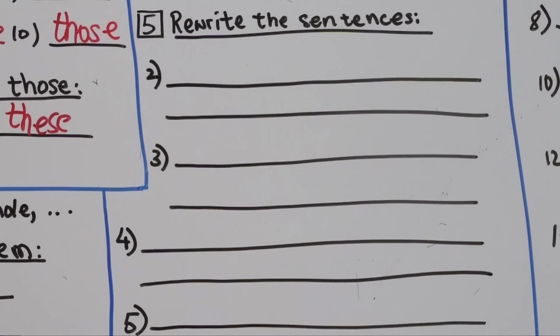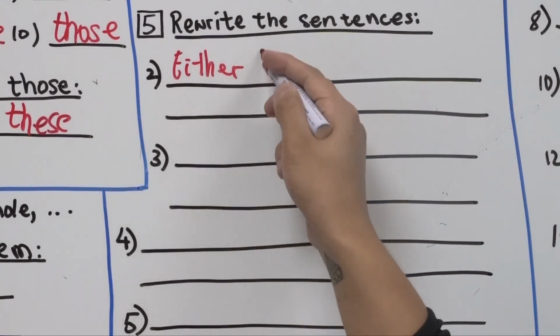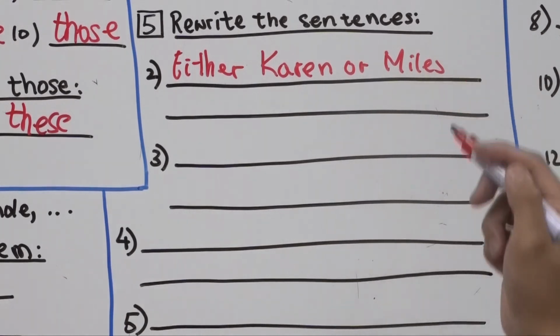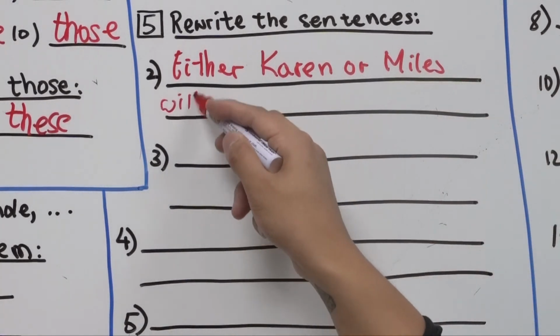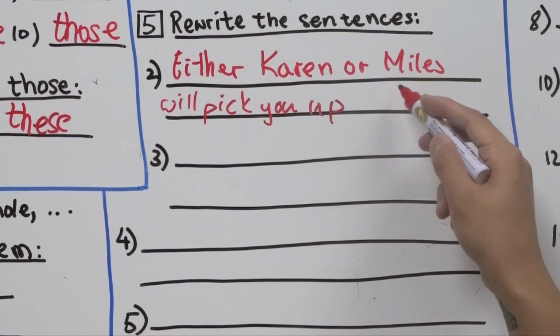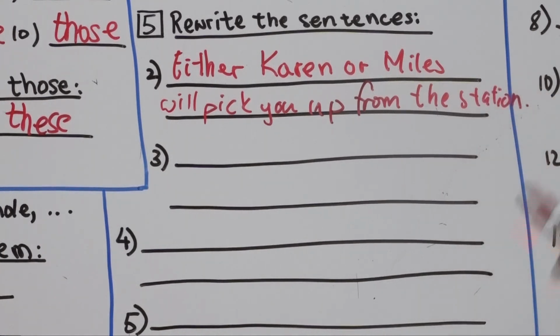Kay is a doctor and so is Niall, okay? So both Kay and Niall are doctors, okay? So that's a simple way to put it. Karen will pick you up from the station or else Miles will. So we're talking about two people, either of them, right? So that's my hint. Either of them will pick you up. So either Karen or Miles will pick you up from the station. Okay, so either of them, right? One of them will do it, okay?